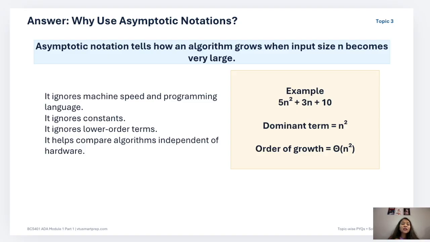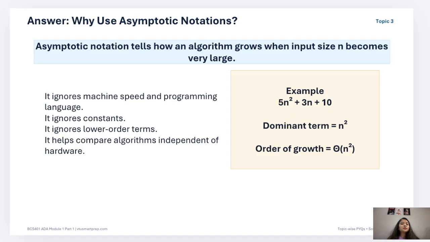First, it ignores the machine speed. Second, it ignores the programming language. Third, it ignores the constants. Fourth, here you can see it ignores the lower order terms. And fifth, it helps to compare algorithms independent of the hardware.